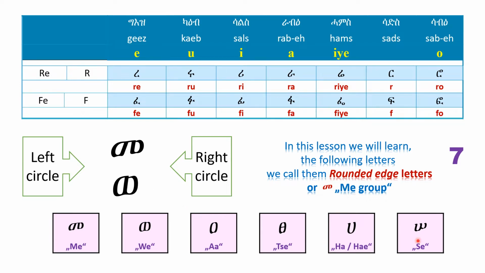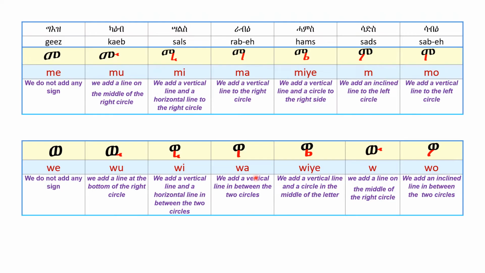To understand better how we put the signs to the 2 letters Me and We, we will call the 2 round edges left and right circle. Left circle, right circle. Me, mu, mi, ma, mie, m, mo. We, wu, we, wa, we, wo.